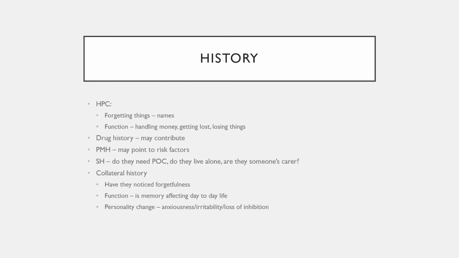And then it's important to take a collateral history, often from a next of kin, a family or friend, or even a carer, asking them if they've noticed the patient becoming more forgetful, in their opinion, how it's affecting their function and their day-to-day life, and then any personality change that they're aware of. So is that person becoming more anxious, more irritable, and losing their inhibition?